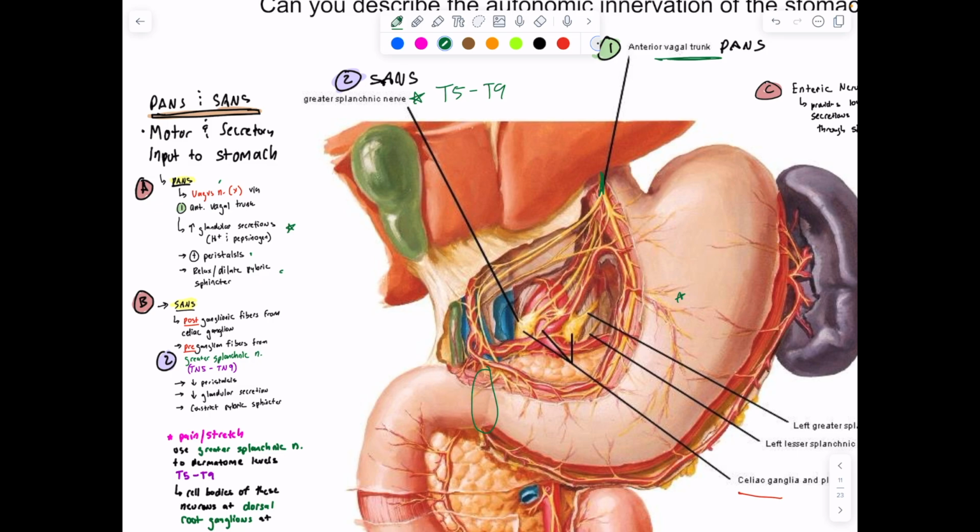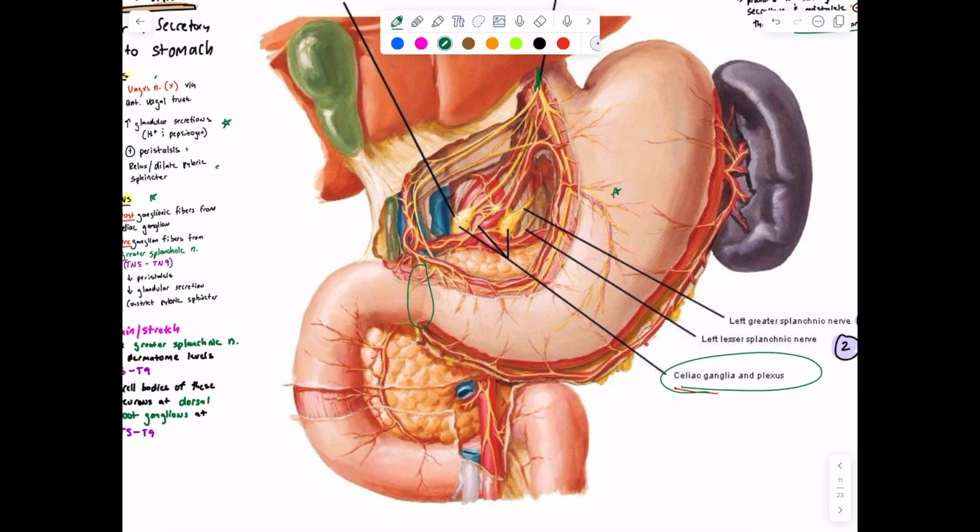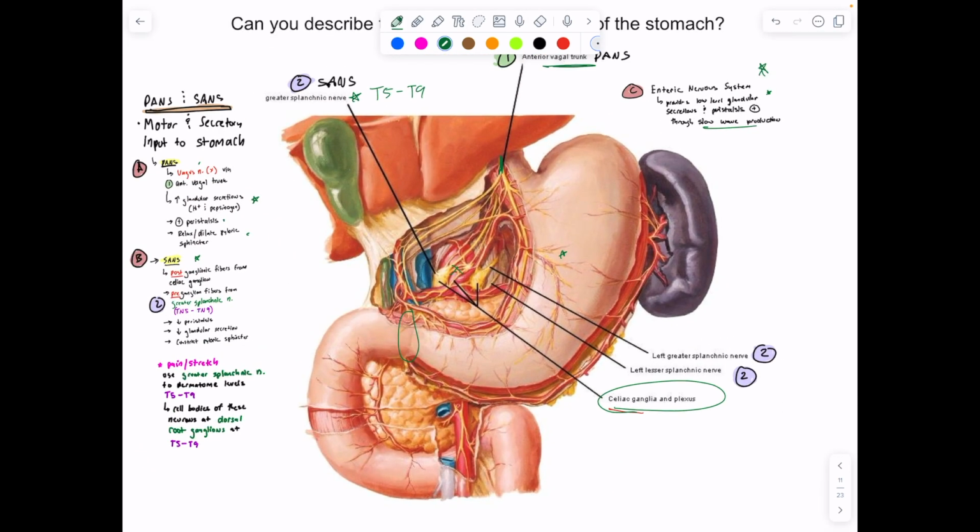The postganglionic fibers are going to come from the celiac ganglia and plexus that are associated with this region, and as they travel to the rest of the stomach, this is going to work to decrease peristalsis, decrease glandular secretion, and then contract the pyloric sphincter, fight or flight. Parasympathetic is rest and digest. Okay, then we have pain signals.